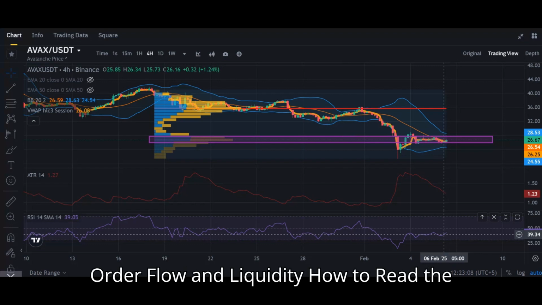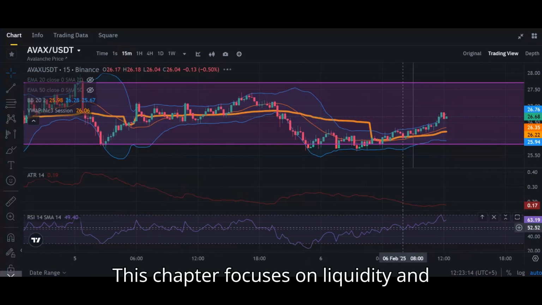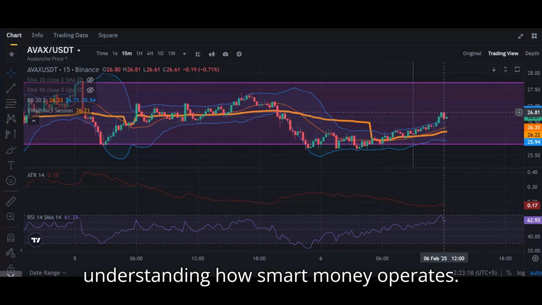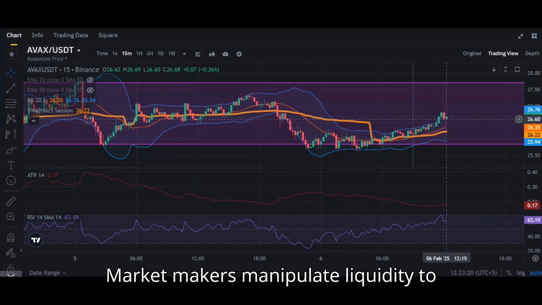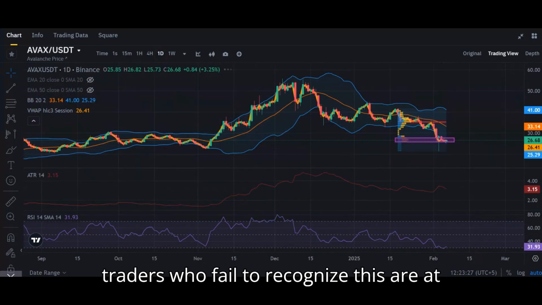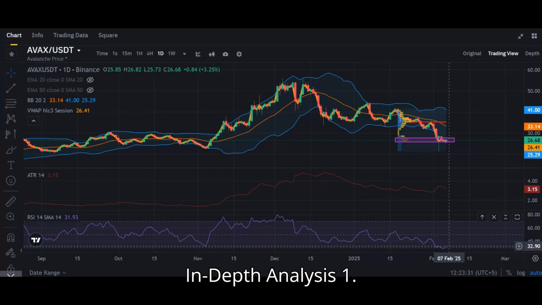Chapter 7, Order Flow and Liquidity, How to Read the Market Maker's Hand. Overview. This chapter focuses on liquidity and order flow, which are critical for understanding how smart money operates. Market makers manipulate liquidity to execute trades efficiently, and retail traders who fail to recognize this are at a disadvantage. Key concepts and in-depth analysis.